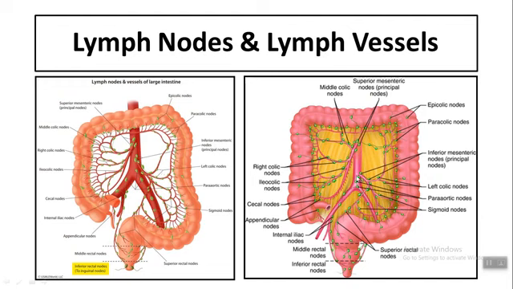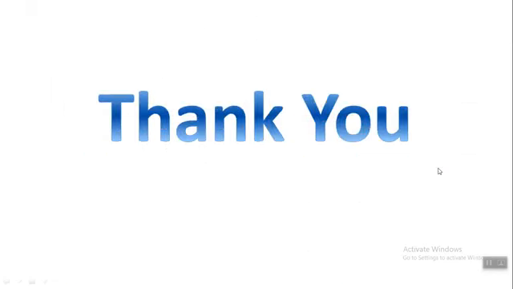These are the lymph nodes that will drain the descending colon, following the arteries until they reach the main lymph nodes, which are called the inferior mesenteric nodes, the principal nodes. Thank you.